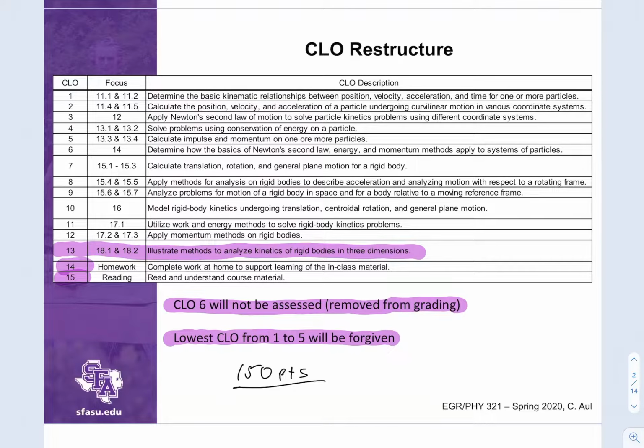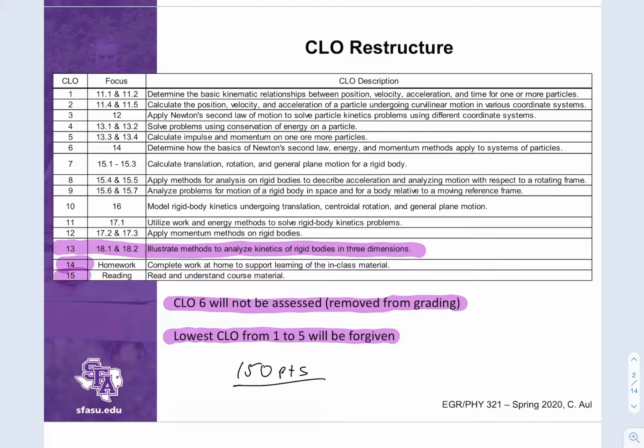So some pretty big changes here. I think the biggest change is that now the points are going to be 150 points total, because we're removing CLO 6 and we're removing CLO 14, which was the material on the Hamiltonian and Lagrangian. So now it's brought down from 170 to 150. That's changed the grade distribution, right?